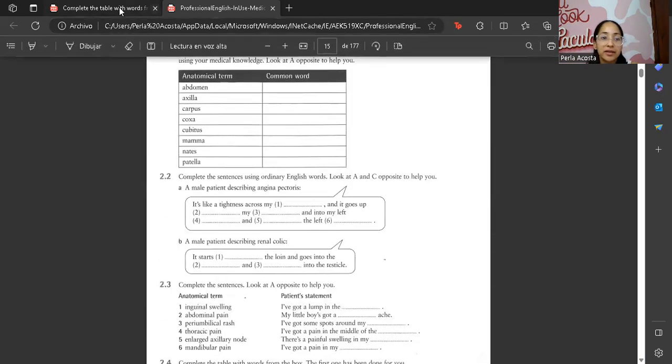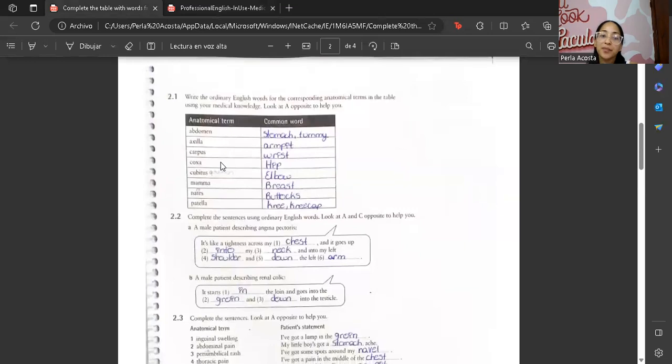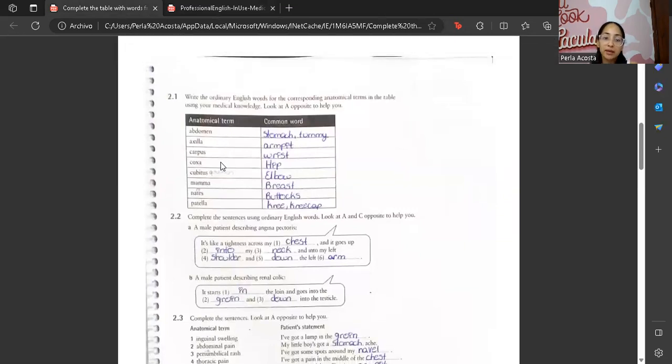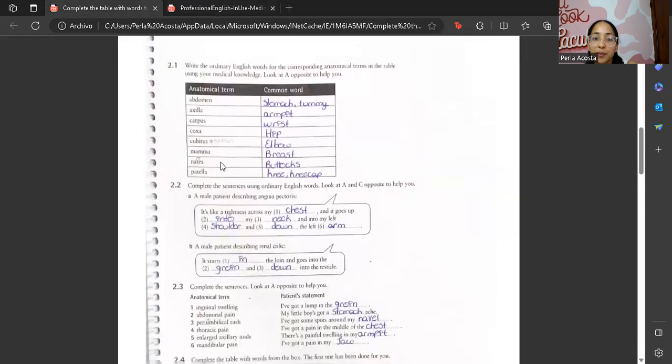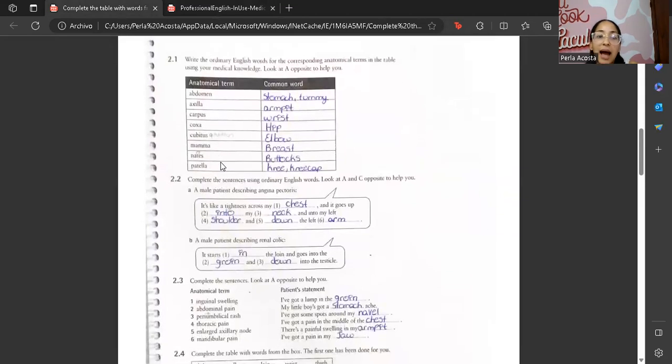Okay, the exercises of chapter 2 are 2.1. I have my book here. Okay, 2.1 is write the ordinary English words for the corresponding anatomical terms in the table using your medical knowledge. Look at A, opposite, to help you. Anatomical term, abdomen. Common name, stomach or tummy.